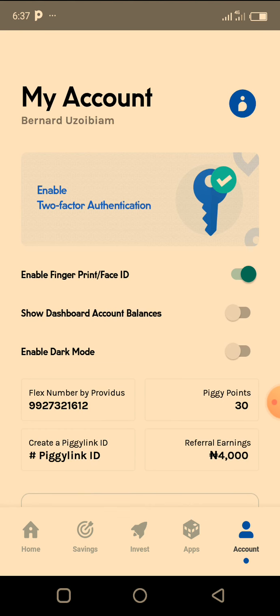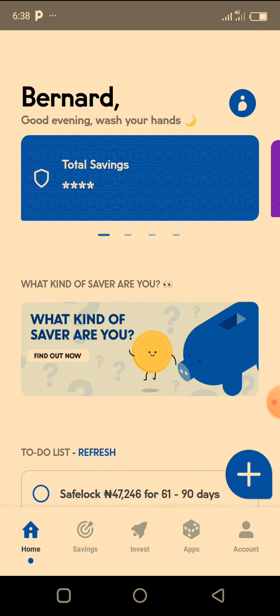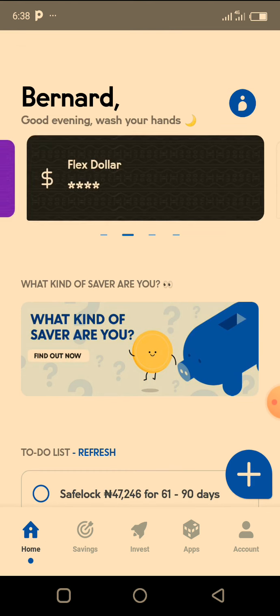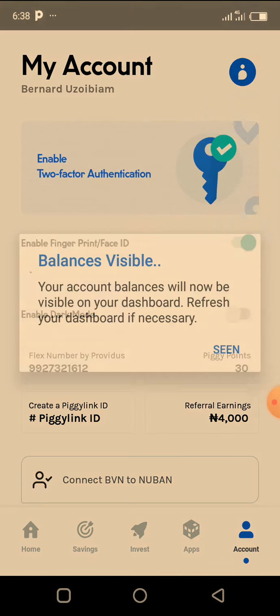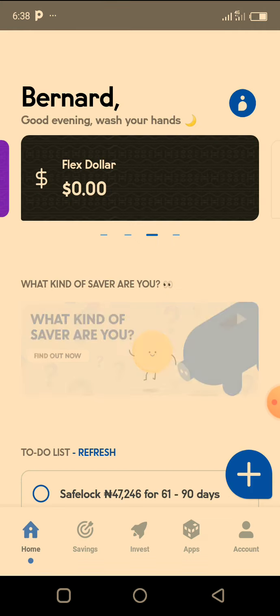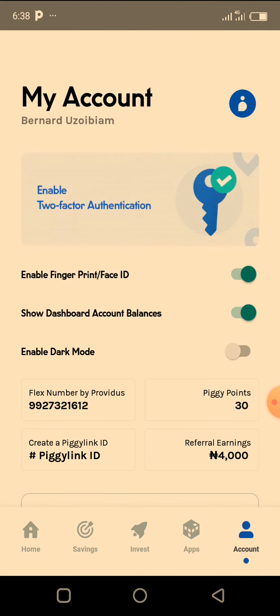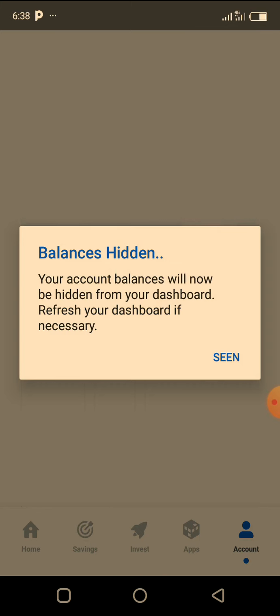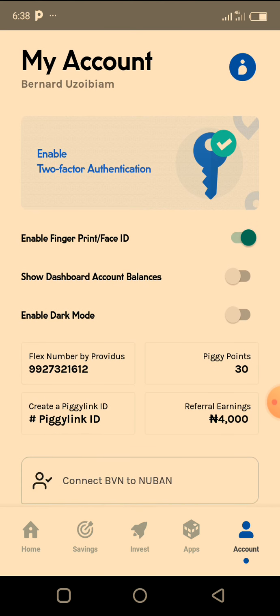Mine is enabled. You can decide to show your account balance on your Piggyvest, or you decide to hide it. Like now, if you go to my home, you see that the total savings is all asterisks, so it's all hidden. If I want to show it, I can do this. It refreshes. So if I go back to home now, you can see the dollar and all those things. So you can decide to show it or hide it. I'm hiding it back now because I don't want you to see how much I have there, even though I know you will still see it.